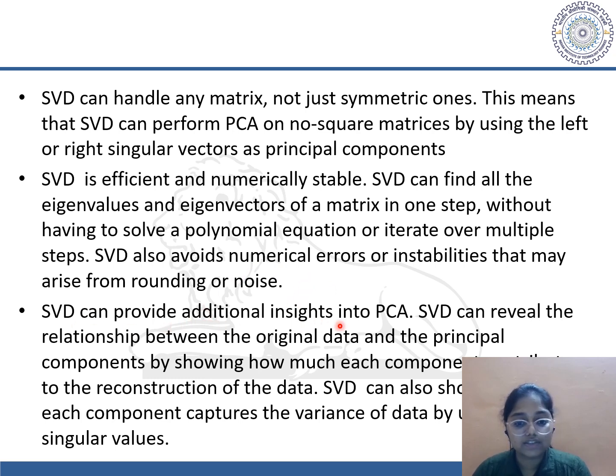SVD can provide additional insights into PCA. It can reveal the relation between the original data and the principal components by showing how much each component contributes to the reconstruction of the data.